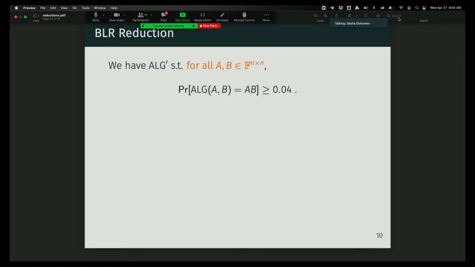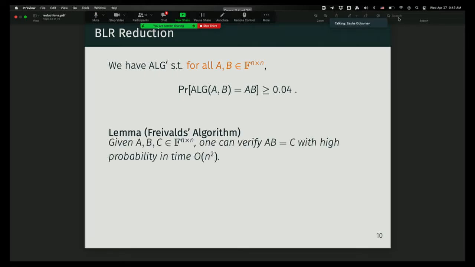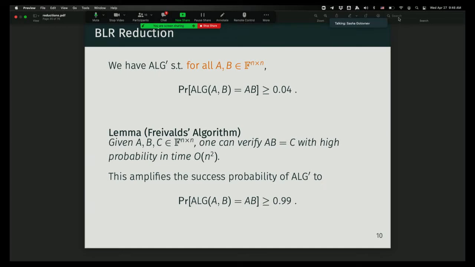I have an algorithm that for every A and B computes their product correctly with probability 4%. Now I'll just boost the probability. For this, I will use Freivalds' algorithm. That's the classical algorithm that says that, yeah, maybe matrix multiplication is a hard problem, but matrix multiplication verification is actually easy. You can do it with randomness in quadratic time. So I'll just multiply these 2 matrices, use Freivalds' algorithm to check if my answer is correct. If not, then I'll do it again, again, and again. I don't need to do it too many times because I already have a reasonable probability of success. So from this, I can get an algorithm that multiplies any pair of matrices with probability 99%.